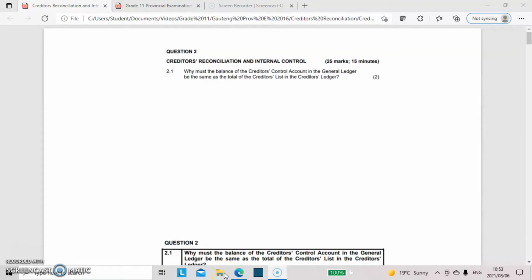Today we'll be looking at a creditors reconciliation and an internal control, okay? So the first thing is I want you to read question 2.1 and then I want you to try to attempt question 2.1.